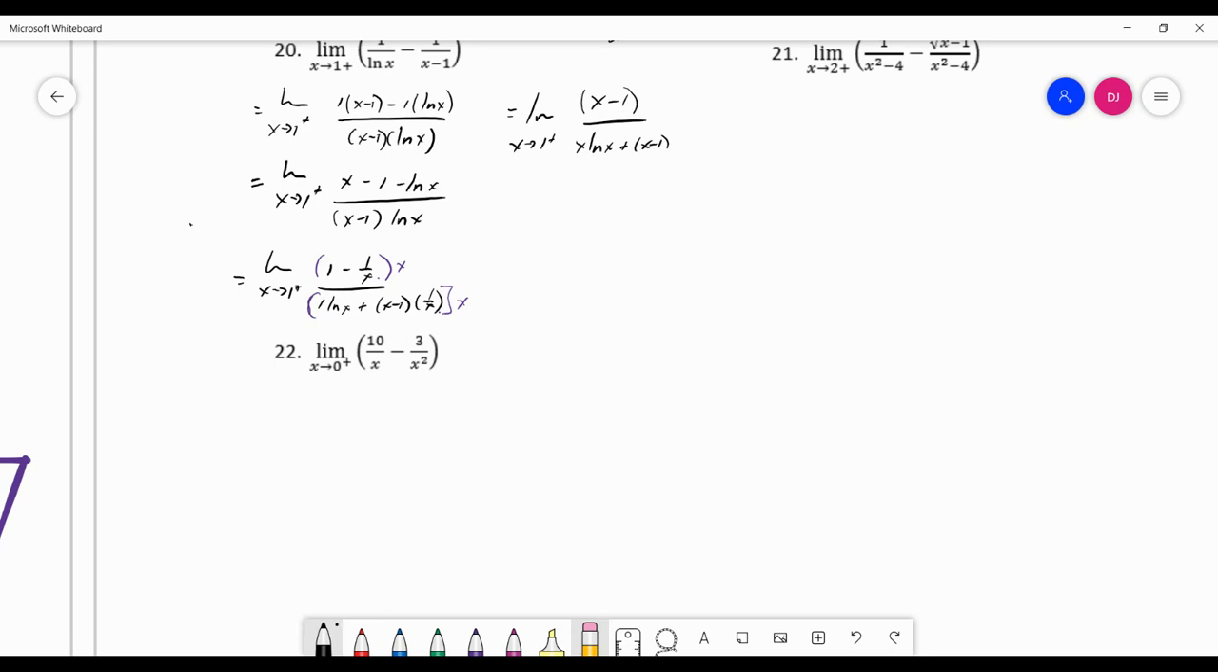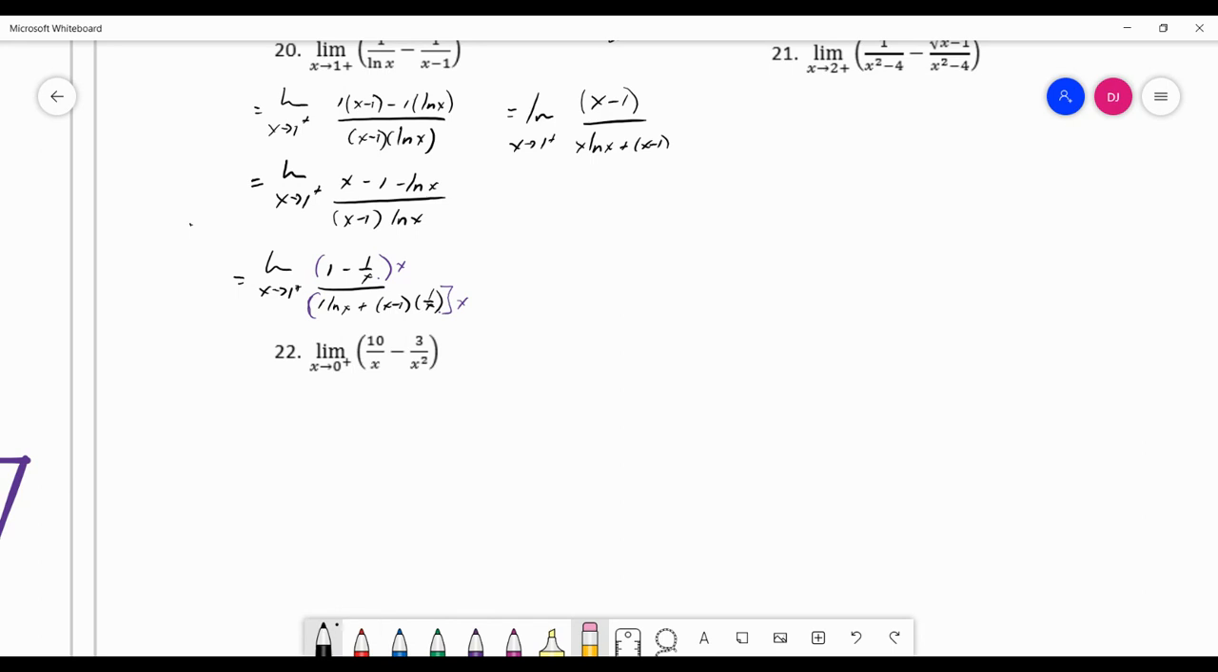Now if I take the 1 and I substitute it in, I notice that what I'm going to get is 0 over 0, right? If x is 1, 1 minus 1 is 0. 1 times the natural log of 1, well, the natural log of 1 is 0, so this term is 0, plus 1 minus 1, so that's 0. So I have 0 over 0 again. And since I have 0 over 0 again, I'm going to need to invoke L'Hopital's rule again.